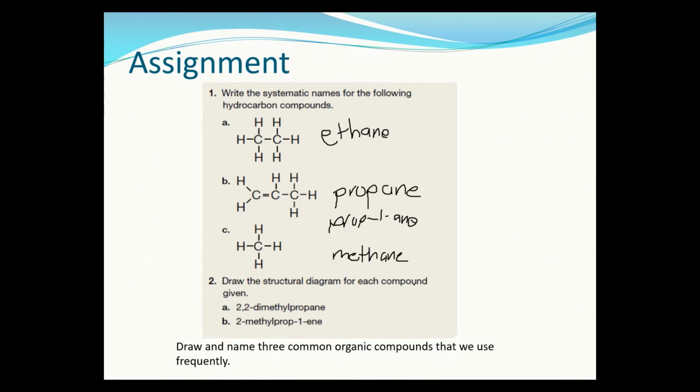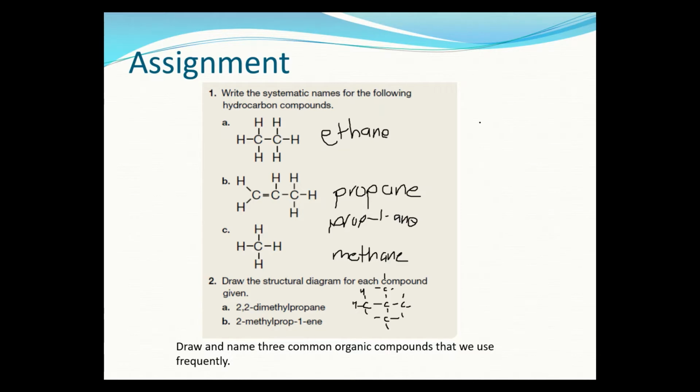Okay, and then draw the structural diagram. Given that, you can draw it however you want. So propane is our parent, so we have 3 carbons for propane, and then 2,2-dimethyl, so it's got a methyl on there, and then you just have to put your hydrogens on to make sure every carbon has 4 sticks. So those are all hydrogens. I'm not going to fill those on, but that's what it would look like. And then 2-methylprop-1-ene.